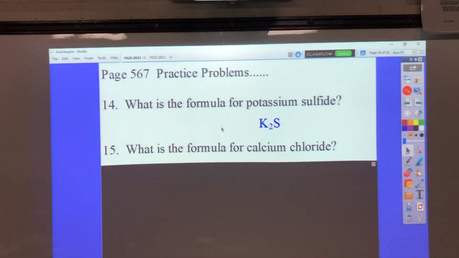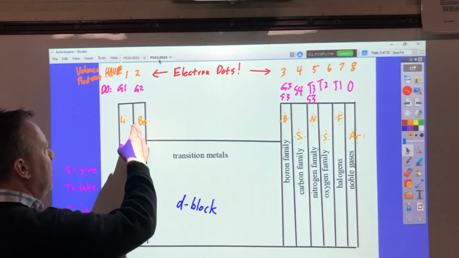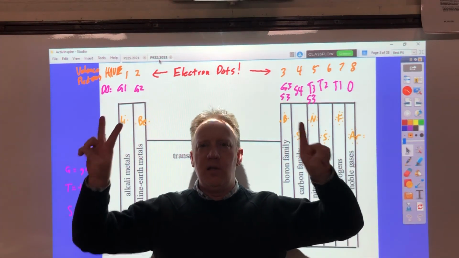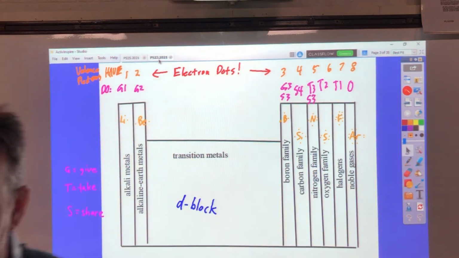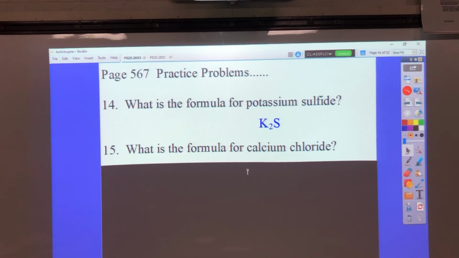What is the formula for calcium chloride? Well, calcium's down here below beryllium, giving 2. Chlorine's over here under fluorine, taking 1. This is not a match. How do you make it a match? Get another chlorine. So it's got to be CaCl2.